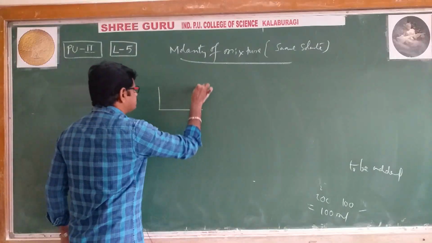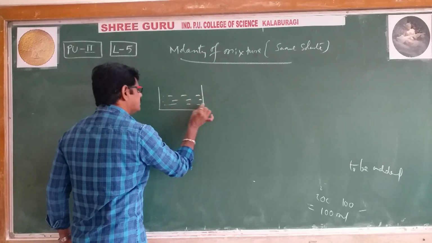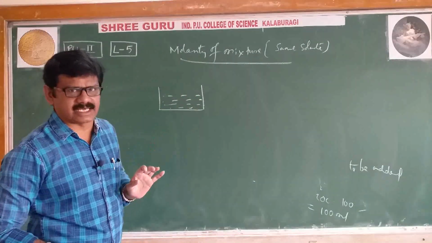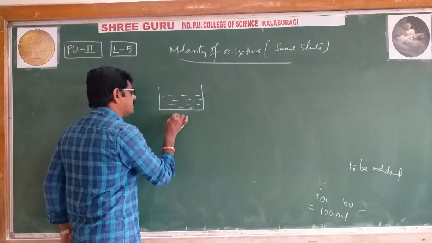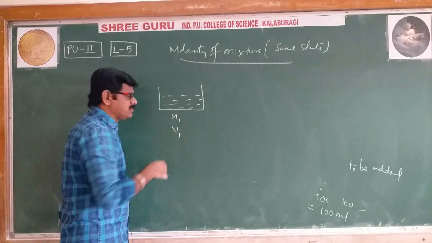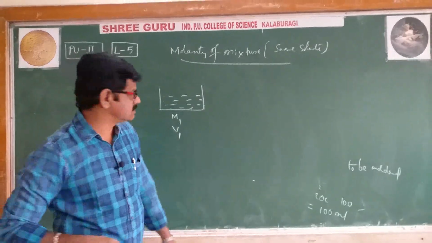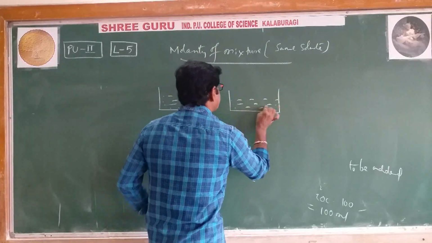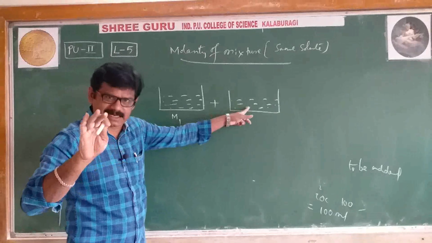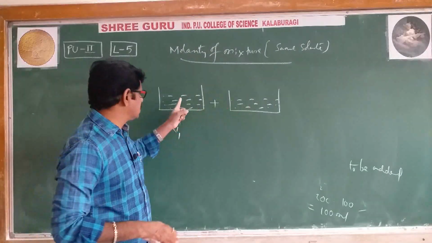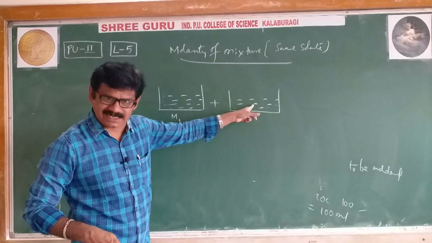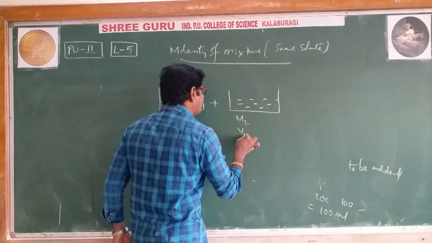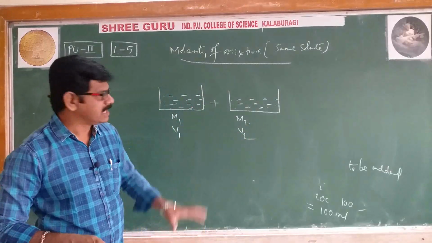Say it is one container. In the container, we will take any one solution, like NaCl solution or KCl solution, some solution has been taken, whose concentration let it be M1 and volume let it be V1. Right. Then it is another container. And here also a solution of the same solute is taken. Whatever the solute is there, here also a solution of the same solute has been taken. But here its concentration let it be M2 and volume let it be V2.